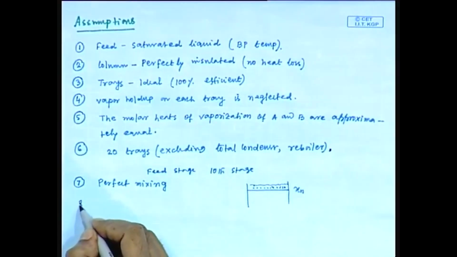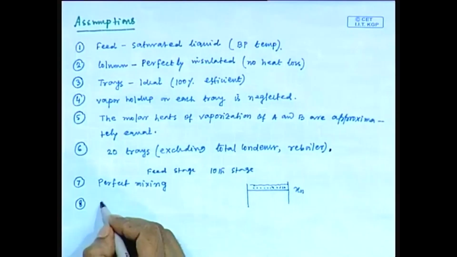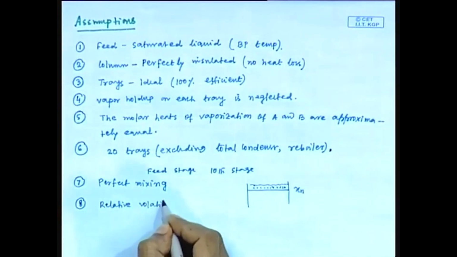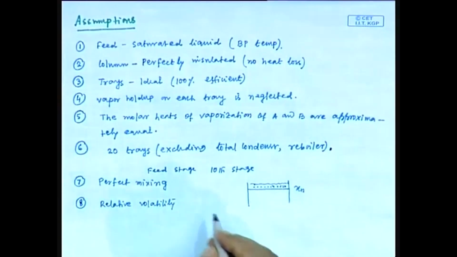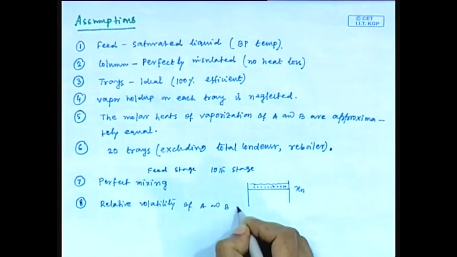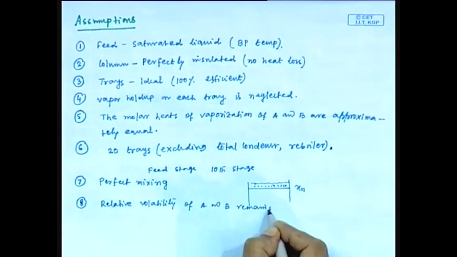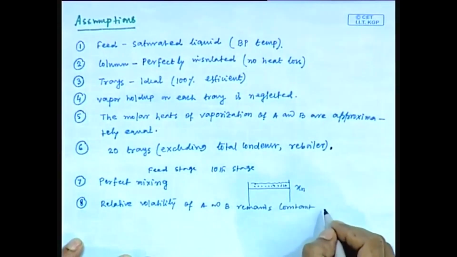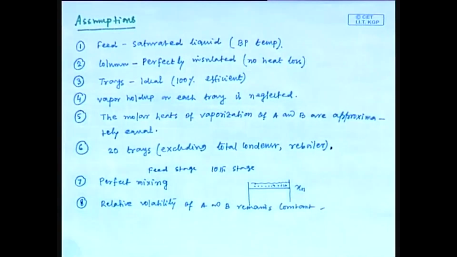Next assumption is that the relative volatility of the two components A and B remains constant throughout the column.